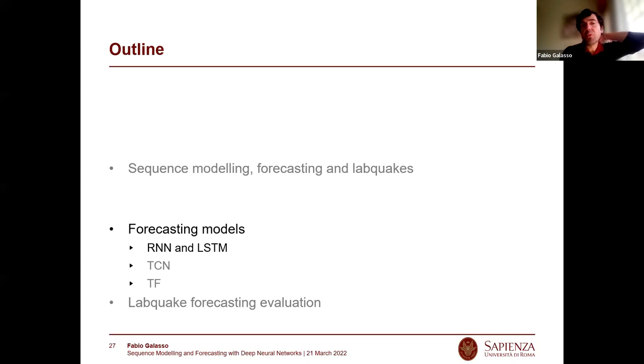Okay, so I'll touch upon 3 ways to forecast. These are the 3 most popular ways of forecasting, 3 state-of-the-art, say, which represent the modern ways of doing sequence forecasting, right? We'll see which of these provide state-of-the-art performance. So we have RNN and LSTM. We have temporal convolutional networks, which is TCN, and then we have transformers, which I've abbreviated with TF.